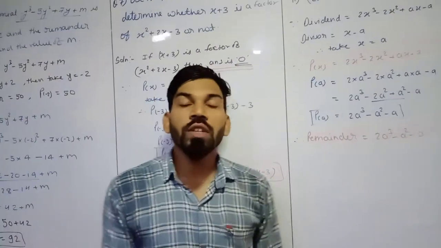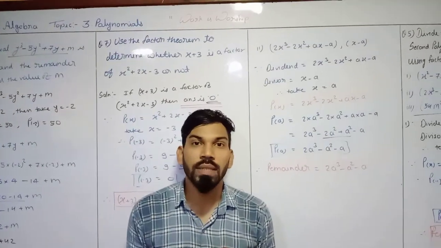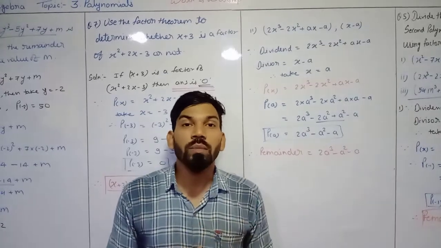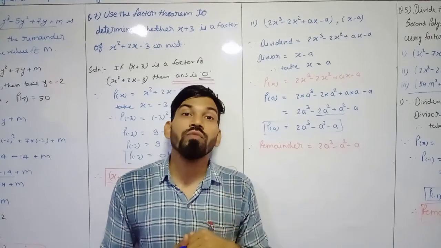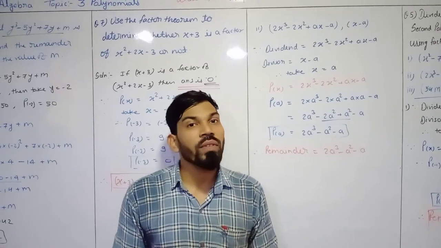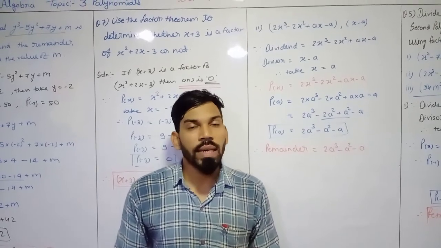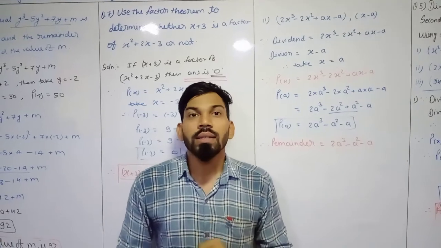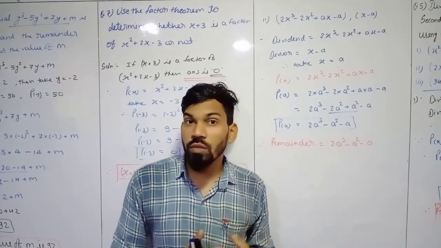So this way today we learned how to find the value of polynomials, and how to check whether a given value of the polynomial is correct or not, or how to divide the polynomial using the factor theorem. This way we have to learn all kinds of sums of practice set number 3.5. The rest of the sums of practice set 3.5 we will solve in the next video.